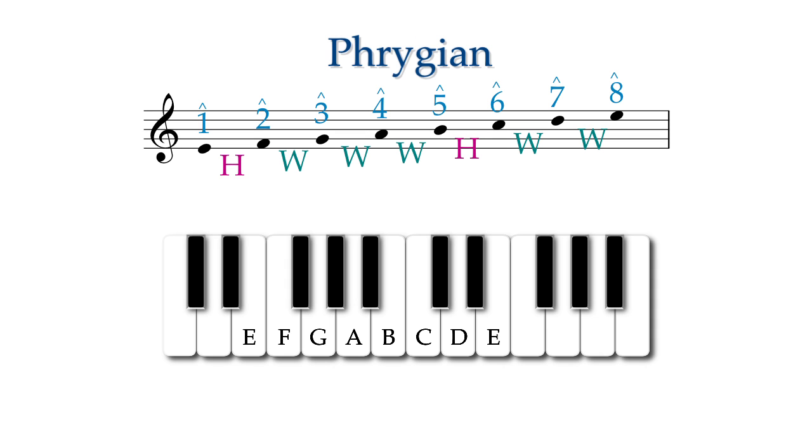Starting and ending on the note E places the semitones between the 1st and 2nd and the 5th and 6th scale degrees. This is the Phrygian mode and is a minor scale often associated with Spanish music.